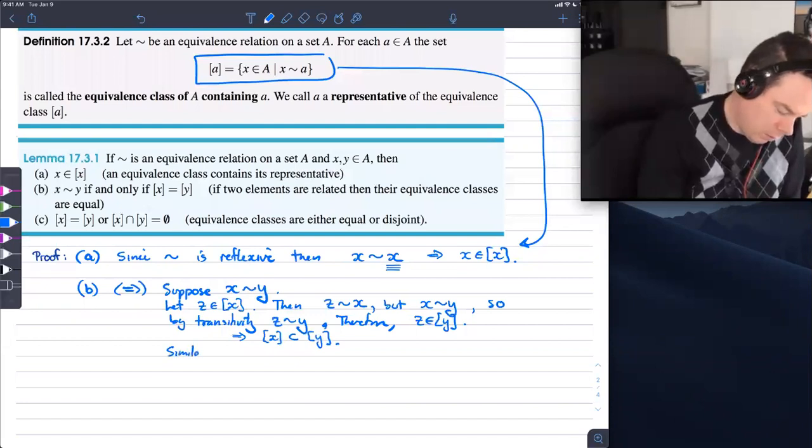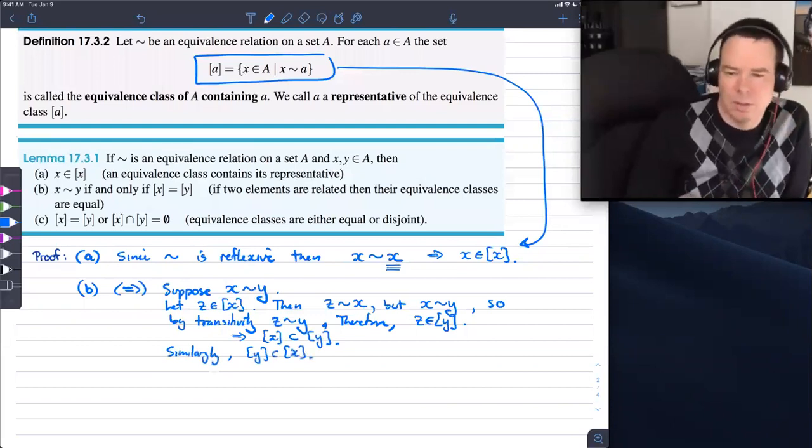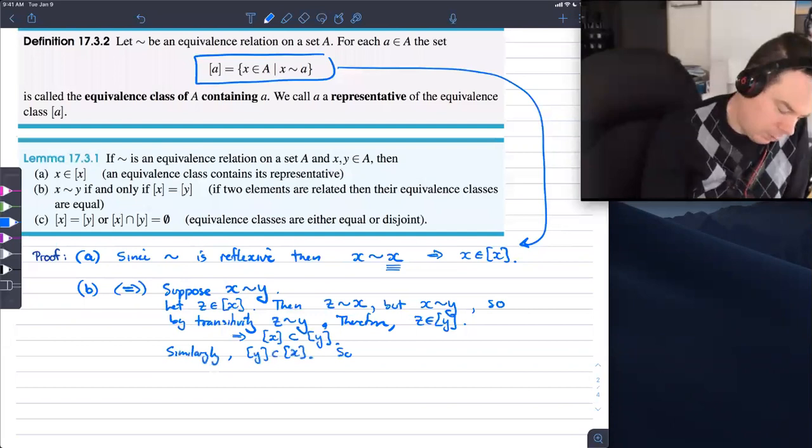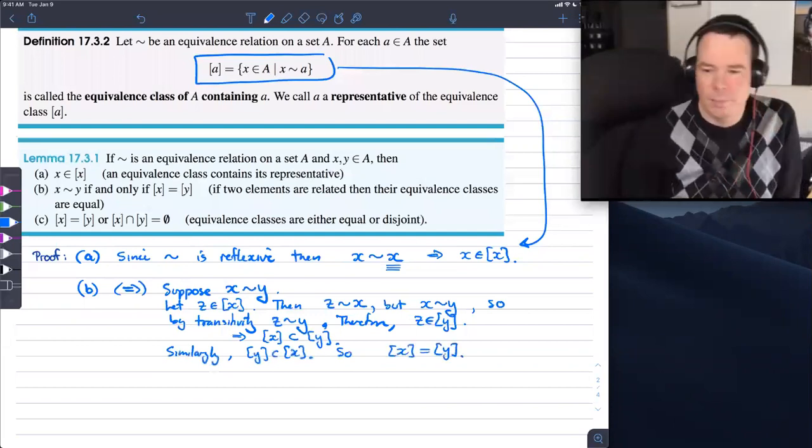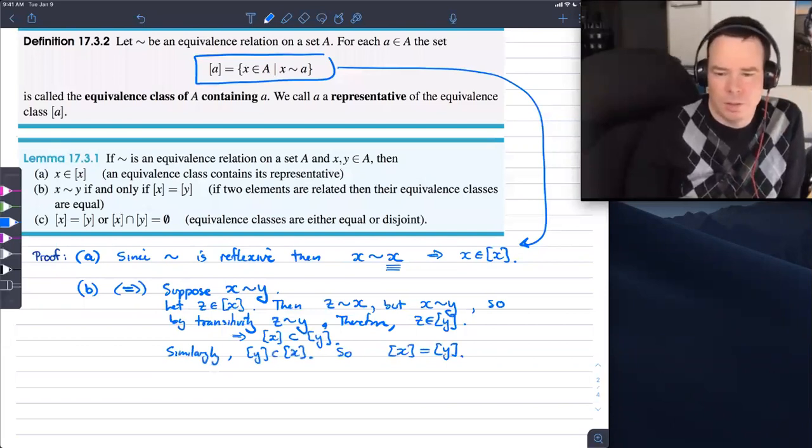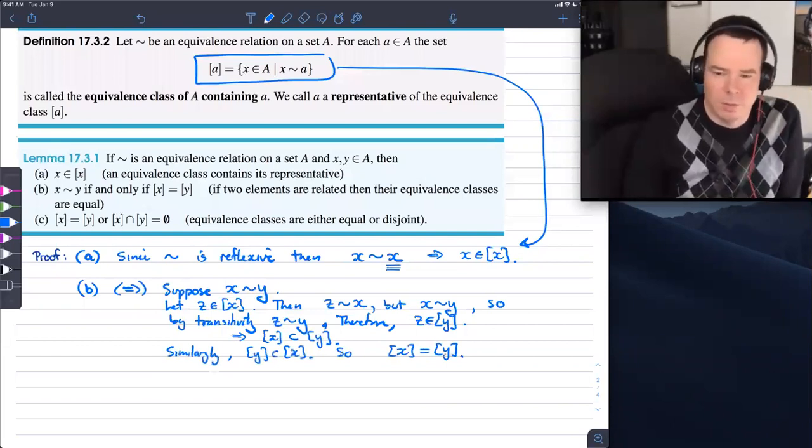Similarly, we can do the reverse. Similarly, the equivalence class of Y is a subset of the equivalence class of X by the exact same argument. So the equivalence class of X is equal to the equivalence class of Y. So that means if two elements are related to each other, then their equivalence classes are the same.